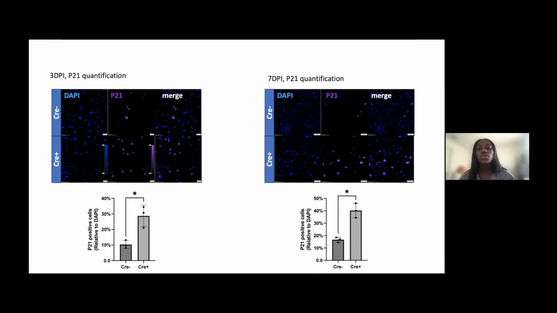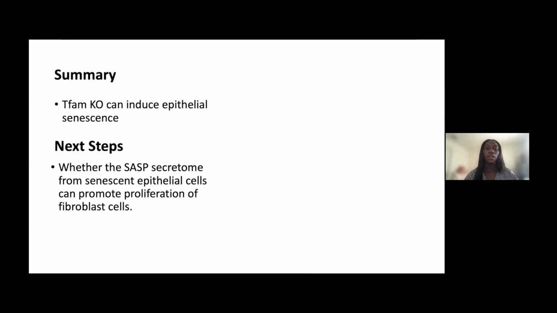And then we go to 7 days post-infection and we do see an increase in P21 cells. And that is a great indicator that the knockout of TFAM was able to induce senescence. So summary, once again, we see that TFAM knockout can induce epithelial senescence. And the next step is to see whether the SASP secretome from senescent epithelial cells can promote proliferation of fibroblast cells, which was our second part to the hypothesis.